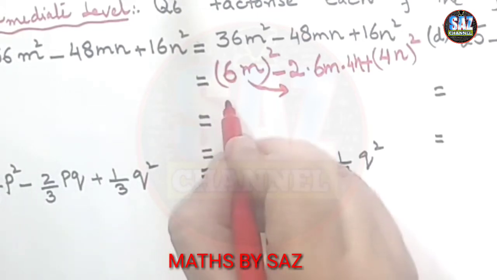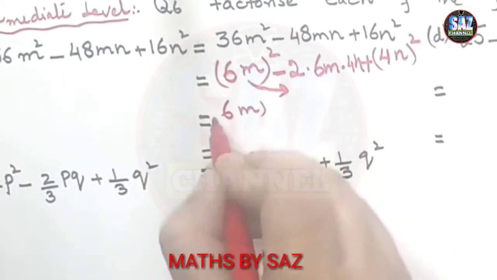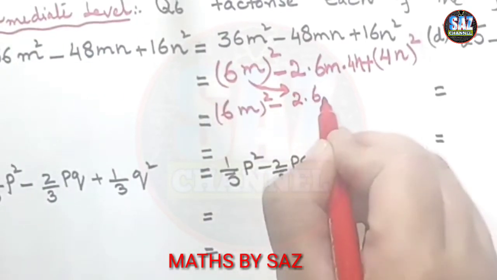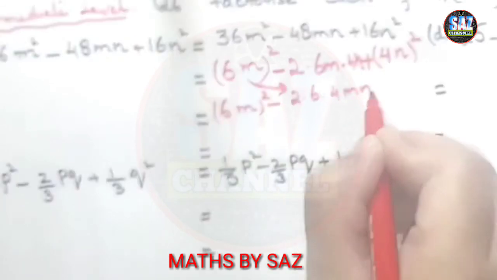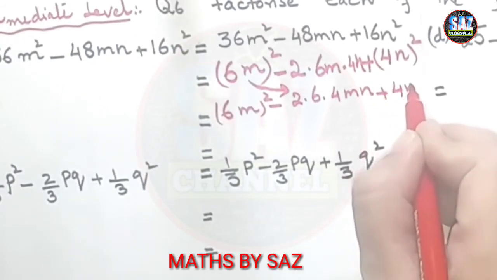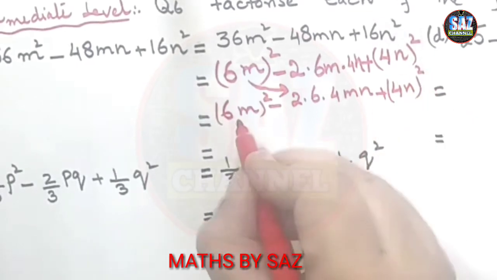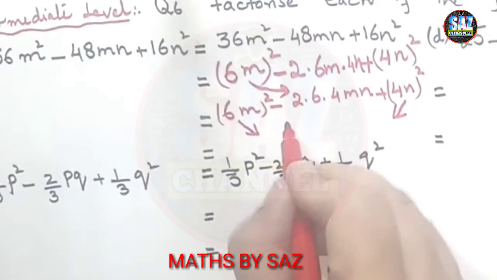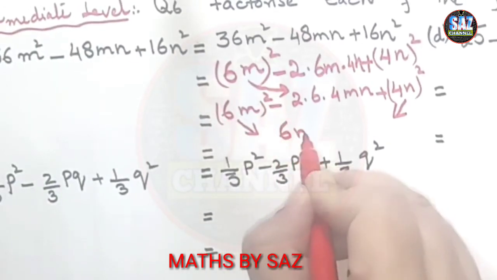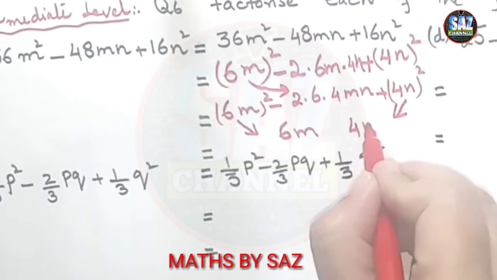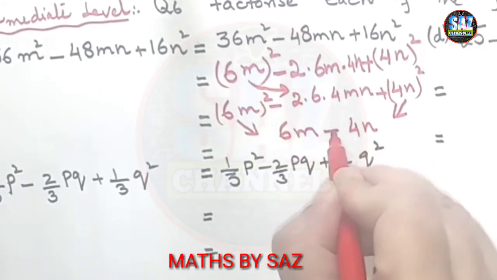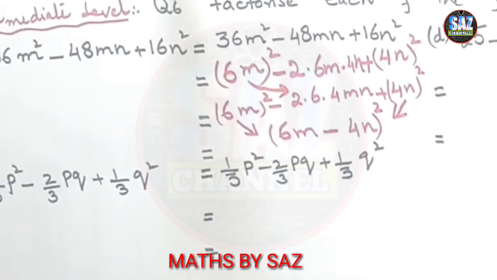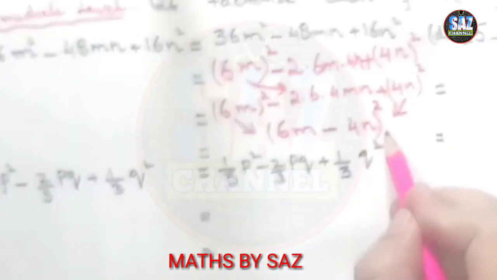So in the next step, 6m whole square minus 2 into 6 into 4 mn plus 4n whole square. Now I have to write it in form of a minus b whole square. So we will take a from the first place, b from the last place, and in between we have the negative sign. So my expression will take the form 6m minus 4n whole square. I hope you are clear about this question.